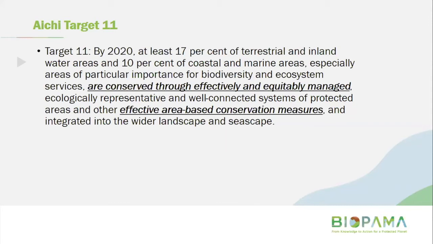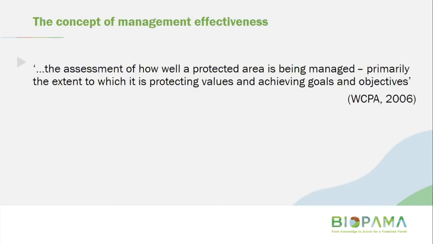International agreements signed by most countries in the world have established targets to be reached at the global level. Two of the aspects that are of particular interest are that we want effectively managed protected areas and protected area systems, and also areas that are managed equitably with good governance. This has been an agreement worldwide, and we are now doing our best to implement it and make that a reality. And what is management effectiveness?